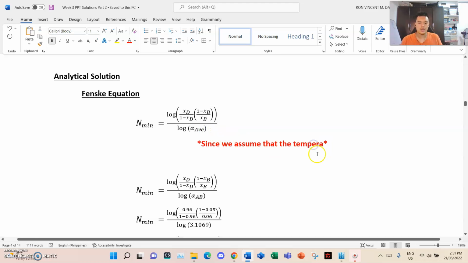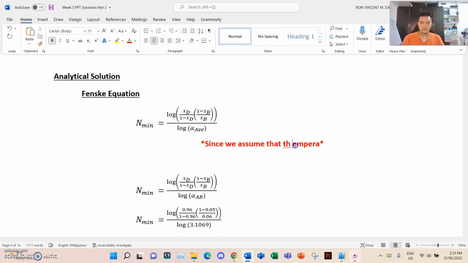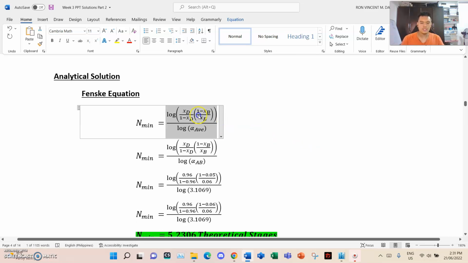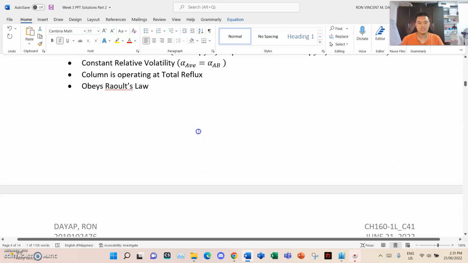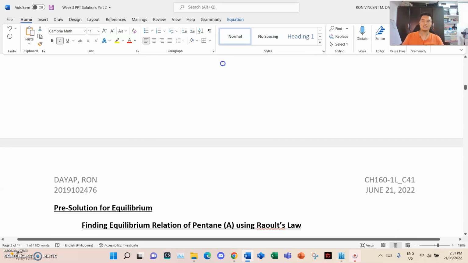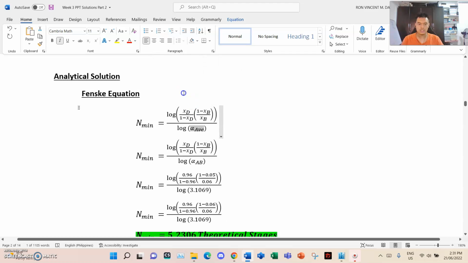Since we already assume that the relative volatility is constant, its average is equal to the relative volatility calculated. Therefore, we can just substitute this value into the equation.